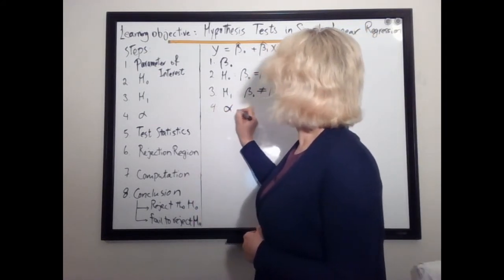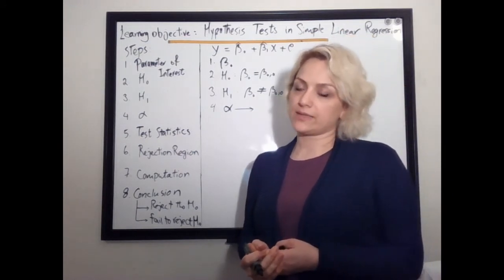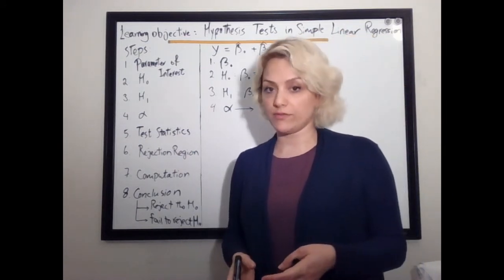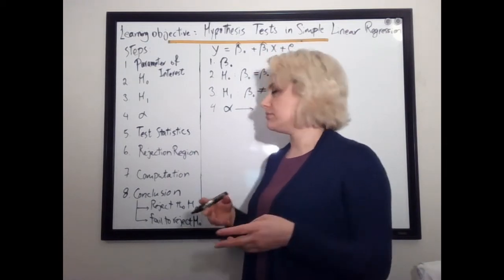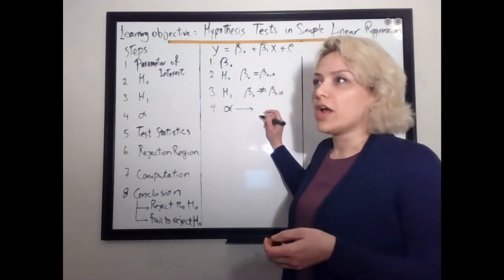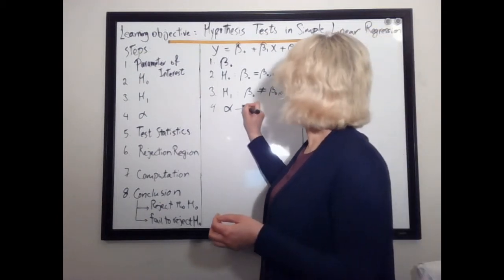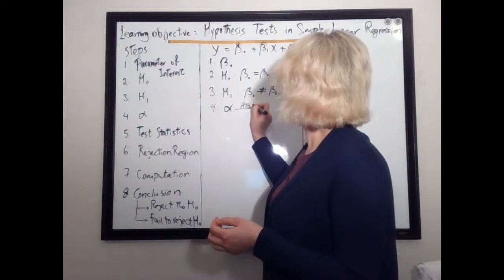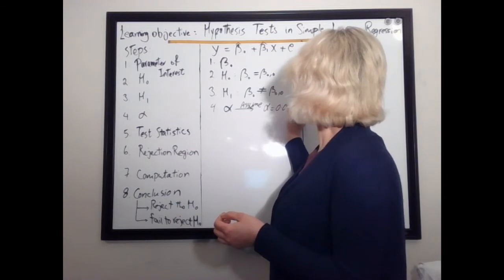Is that alpha? Most of the time we assume that alpha is 5% and we are working with a 95% confidence interval. But depending on the situation, it can be something else. Like if you have a 99% confidence interval, our alpha is going to be 1%. So here, let's say we assume our alpha is equal to 5%.